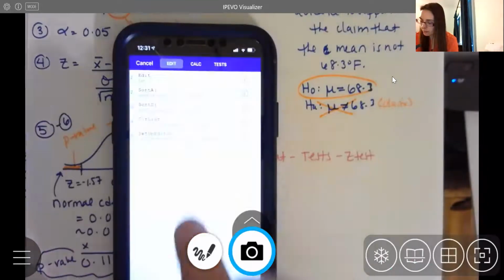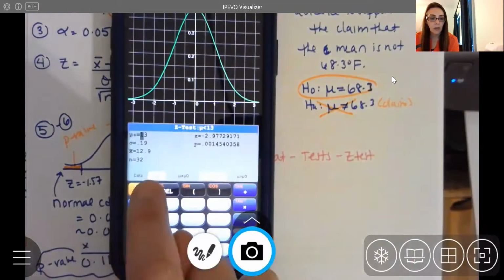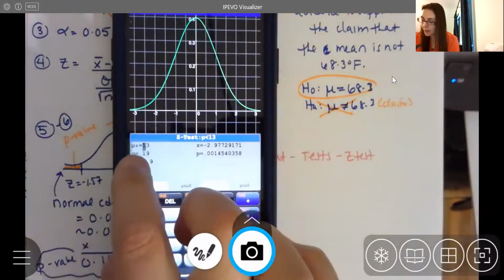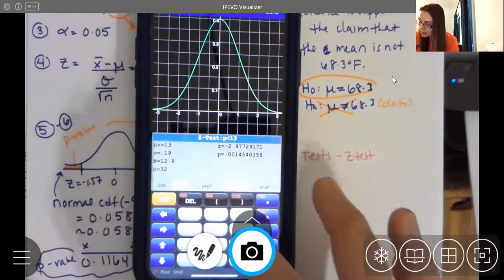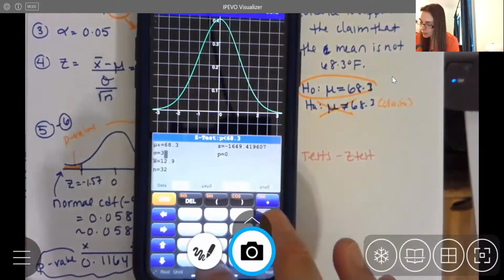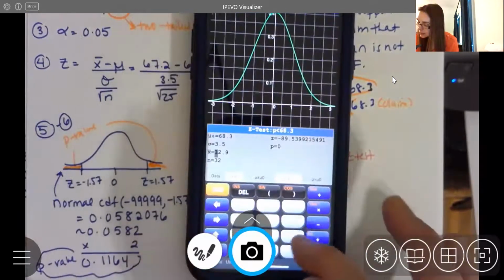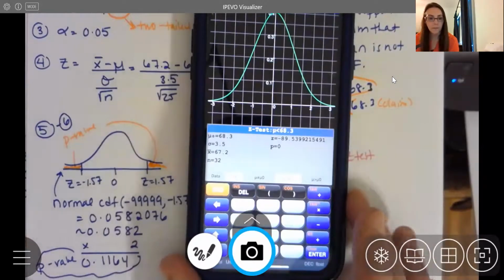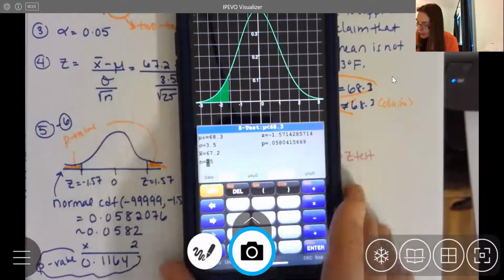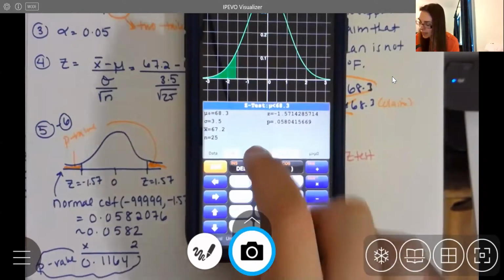I'm going to press stat, going over to tests, and I'm going to do a z-test. Now I'm going to make sure that I'm not selected on data. I'm going to select on stats so that I can just enter my information. Now my null here was 68.3. My sigma was 3.5. My sample mean was, what was it? 67.2. My sample size was 25. And you have to be careful here. So what was your alternative hypothesis? It was a not equal to. So I need to change that and select not equal to.